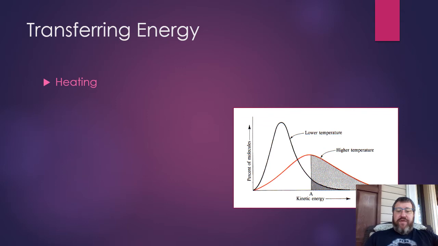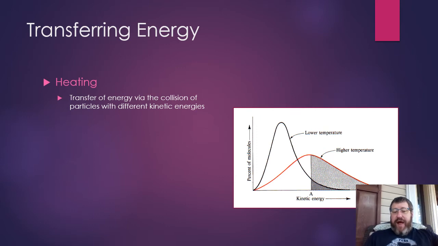Heating is the transfer of energy through the collision of particles with different kinetic energies. Now, if you think about this, if you have two systems at different temperatures, there's an overlap. So there are some particles in the low temperature that are going fast, and there are some particles in the high temperature that are going slow. If a high energy particle hits a low energy particle, it is going to transfer energy towards the low energy particle. The high energy particle is going to get slower, the slow particle is going to get faster.